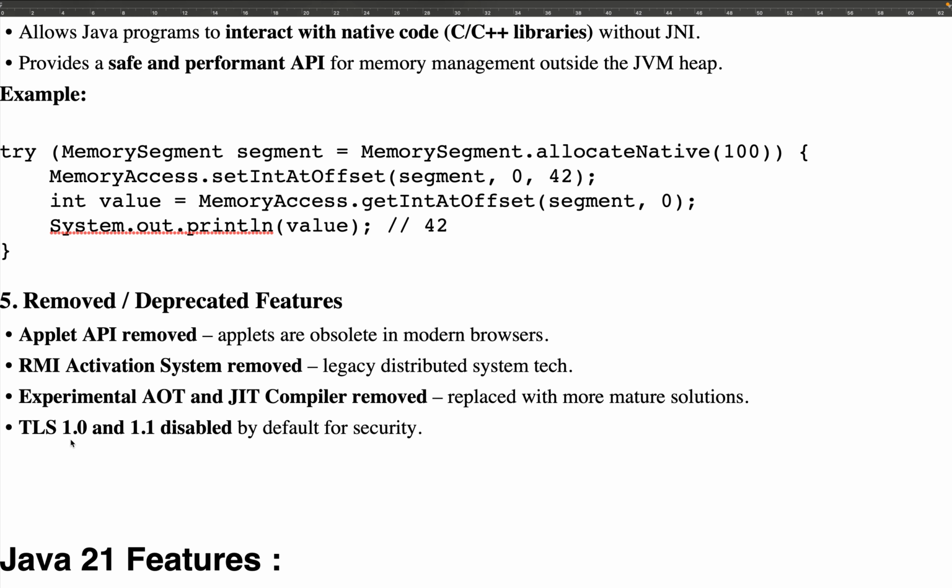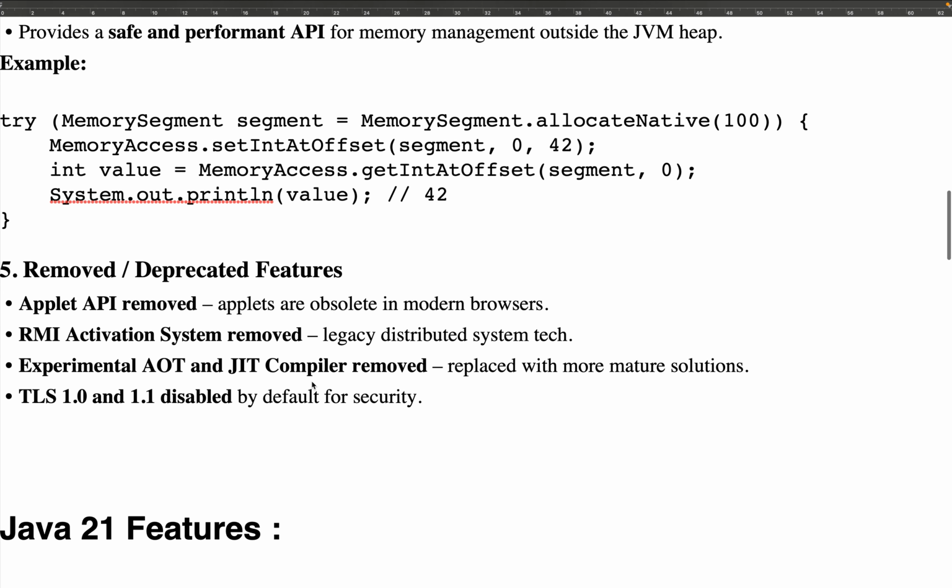Then the experimental AOT and JIT compiler were removed, sorry, replaced with some more mature solutions they provided. Then TLS 1.0 and 1.1 are disabled by default for security. And as I mentioned, applets from Java 17 will not be supported, but if it is an old application, it will still work in the old versions of Java. So if you upgrade from Java 17, the applet will not be supported there.